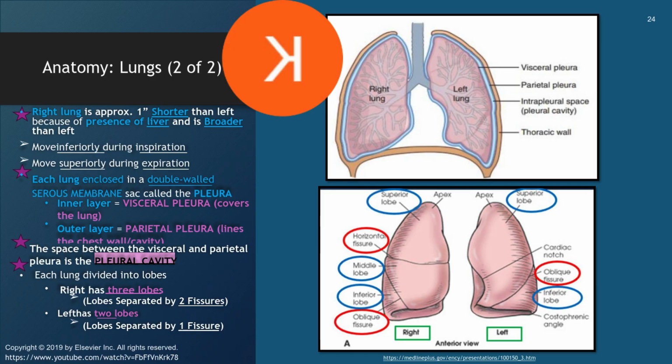Each lung divides into lobes. The right has 3 lobes, and the lobes are separated by 2 fissures. So if you can see the picture that's labeled A, we see the right side of the lung. The lobes are the superior lobe, middle lobe, and inferior lobe, and it's divided by the horizontal fissure and oblique fissure. Then the left has 2 lobes and is separated by 1 fissure. So we have our superior lobe and inferior lobe, divided by the oblique fissure.